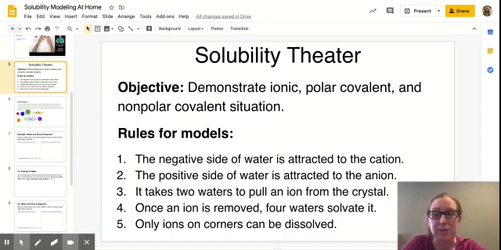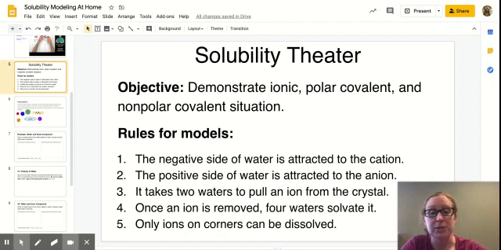Hi, everyone. To continue this solubility lesson, we're going to do a little activity that we used to call Solubility Theater. Solubility Theater is an activity where you model how a solute and a solvent mix together to create a solution. We are going to focus on creating what are called hydration shells around our ions as well as around our polar molecules, and trying to model what happens when something solvates or actually becomes dissolved.